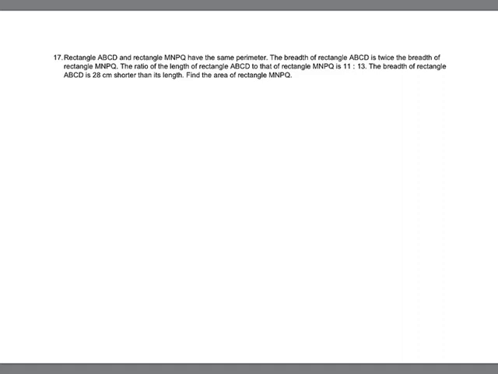Rectangle ABCD and rectangle MNPQ have the same perimeter. The breadth of rectangle ABCD is twice the breadth of rectangle MNPQ. The ratio of the length of rectangle ABCD to that of rectangle MNPQ is 11:13. The breadth of rectangle ABCD is 28 cm shorter than its length. Find the area of rectangle MNPQ.